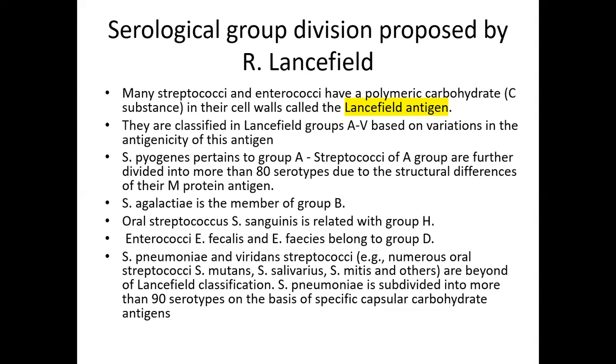Streptococcus agalactiae is a member of group B. Oral Streptococcus sanguis is revealed with group H. Enterococci belong to group D. Streptococcus pneumoniae and viridans streptococci are beyond the Lancefield classification because they don't have C antigen. And Streptococcus pneumoniae is subdivided into more than 90 serotypes on the basis of specific capsular carbohydrate antigen.